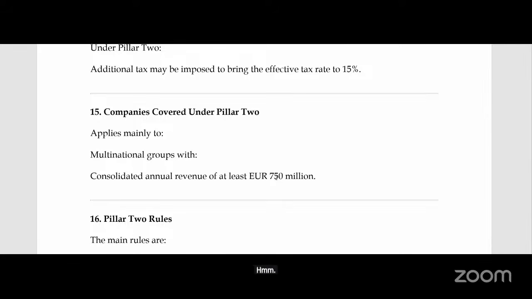Let me ask a quick question. How much must your transactions be worth to apply a country by country report? 2.9 billion Ghana cedis. Is it 2.7 or 2.9? 2.9.